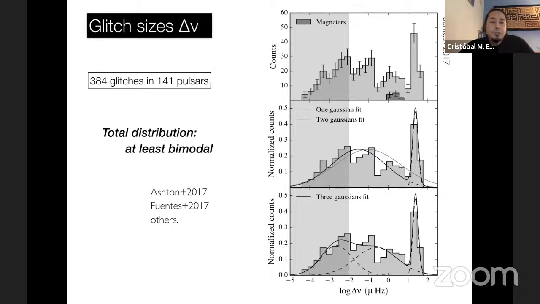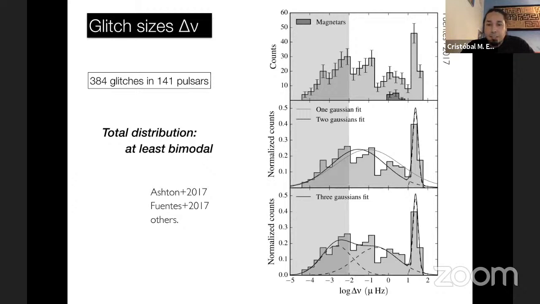So this is work that Rafael Fuentes did, a master's student that we had in Catholic University a few years back. He put together a big list of pulsars that had been observed for long times and had been searched for glitches. So this is some sort of unbiased database to study glitches. And in this database, there were 141 pulsars that glitched, and in total there were 384 glitches. So this is all the glitches.